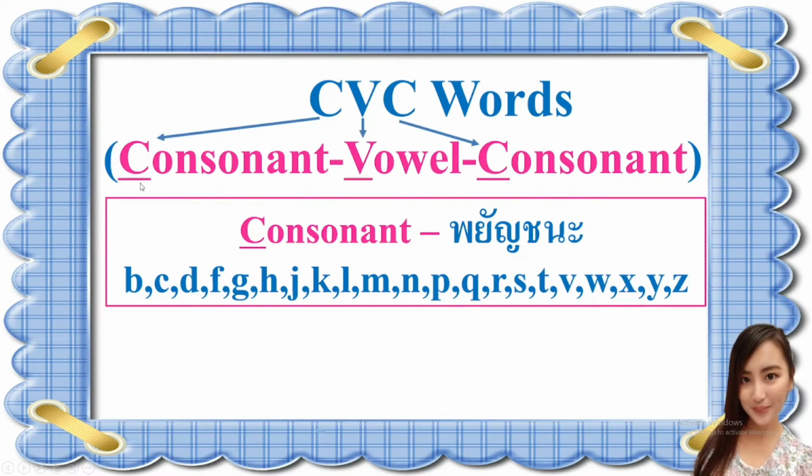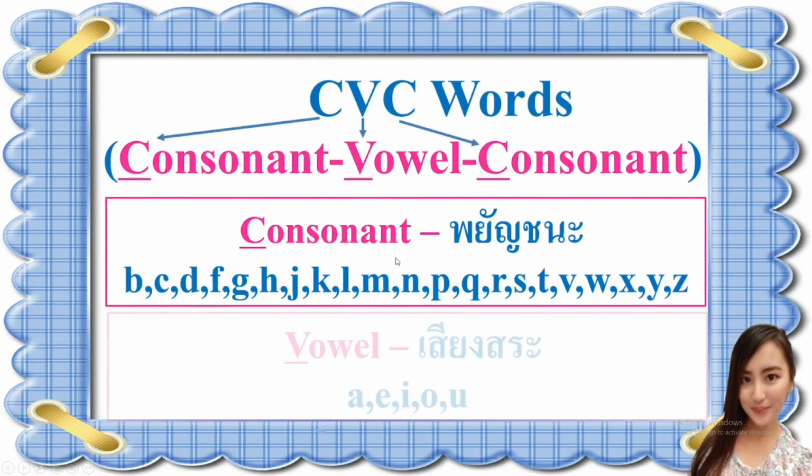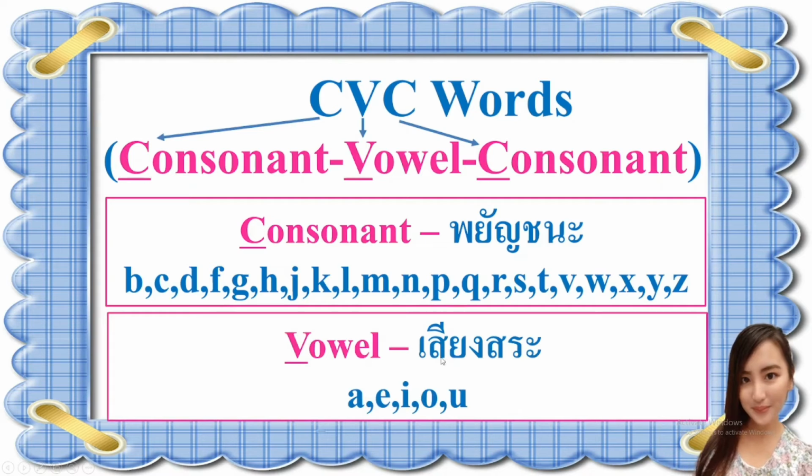So first one is consonant. Next we have vowel. We have five vowels in the English alphabet: letters A, E, I, O, U. These are the vowels in the English alphabet. So consonant, vowel, consonant. That's what you mean by CVC words.